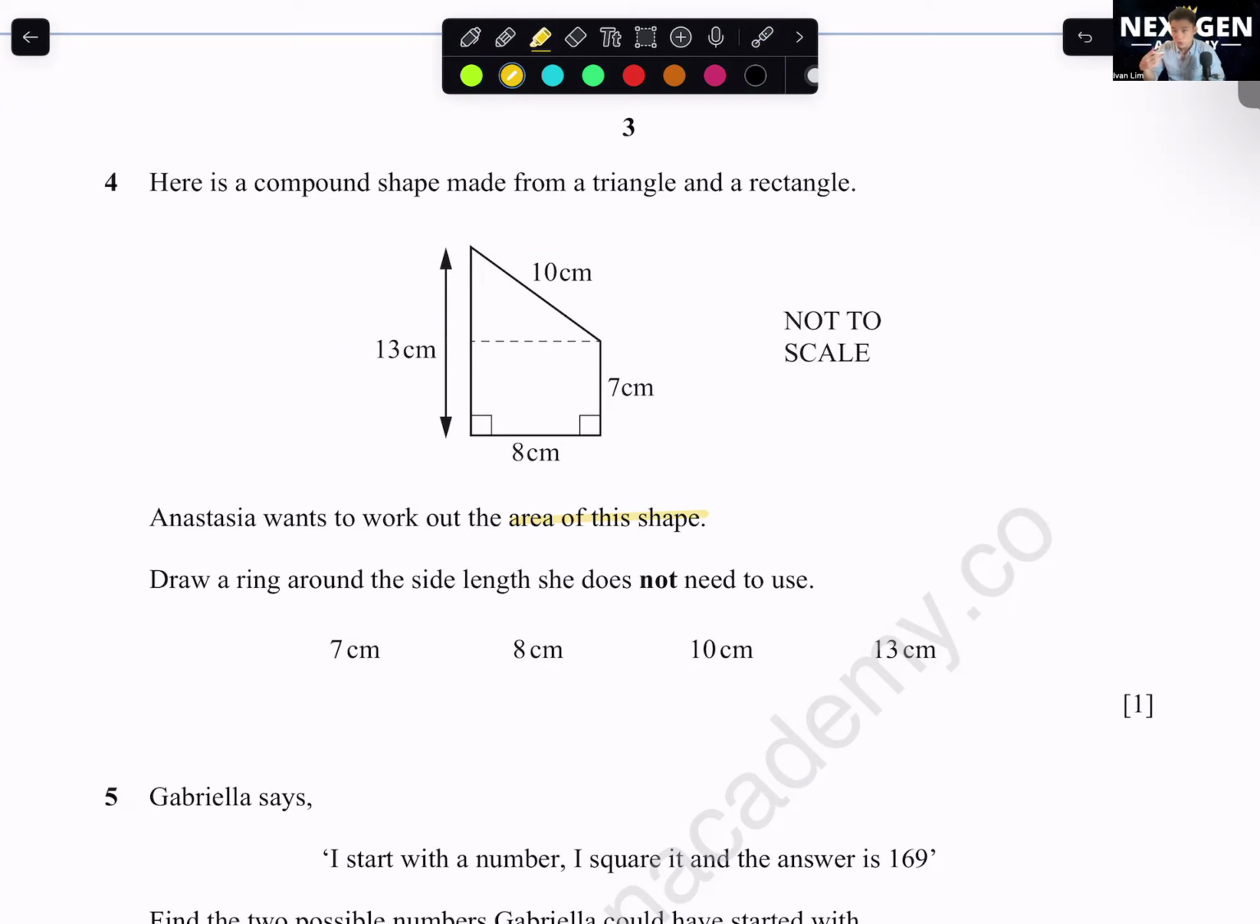We need to revise what we learned about the formula of shapes. For the rectangle, this is base times height, so we take this times this, 10. Then for this one, half times base times height. So half times base, which is 8. The height cannot be this, the height has to be this one. So we'll use this because we need to find this small part here, which is 13 minus 7. Remember height must always be perpendicular height.